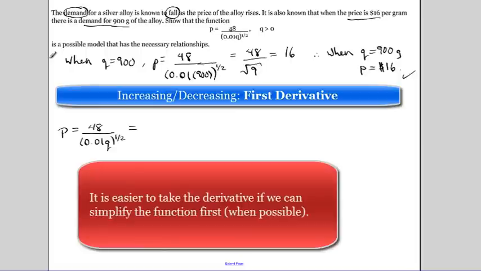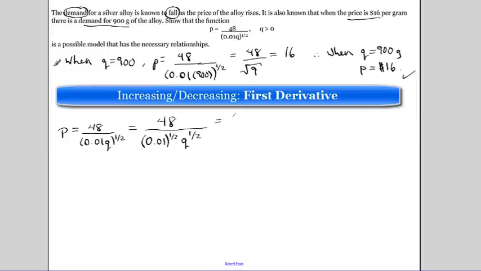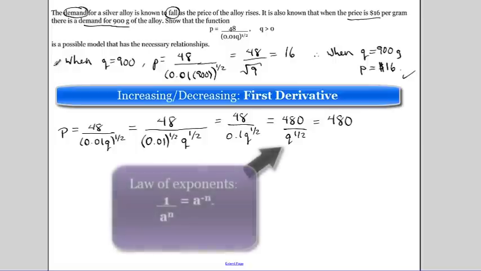Now let's simplify the denominator. I can apply the law of exponents since I have a product, 0.01 times Q raised to the half. I can actually put 0.01 to the half and Q to the half. So 0.01 to the half just means square root of 0.01, and that equals 0.1. So I'll simplify that. 48 divided by 0.1 is 480, and then I'm still left with Q to the half. Now I can bring Q to the half to the top by negating the exponent.